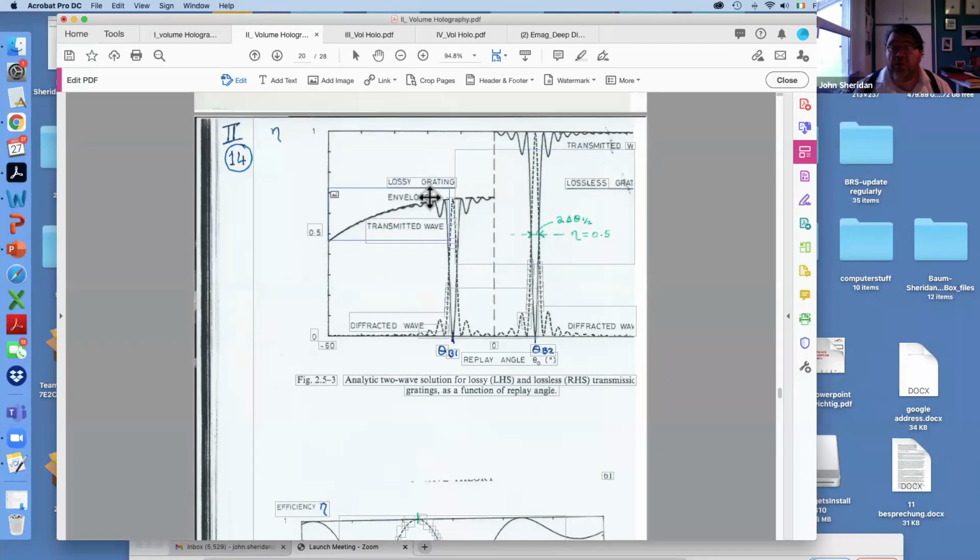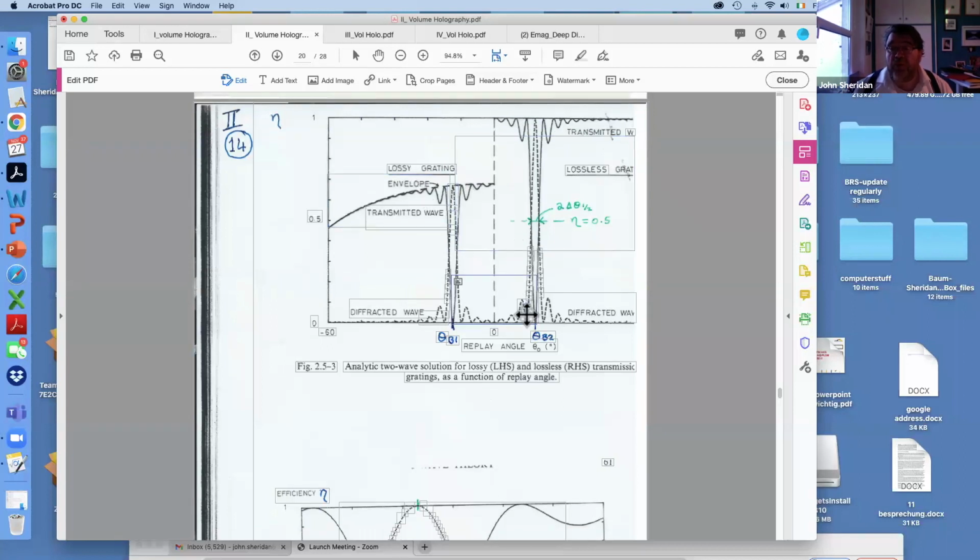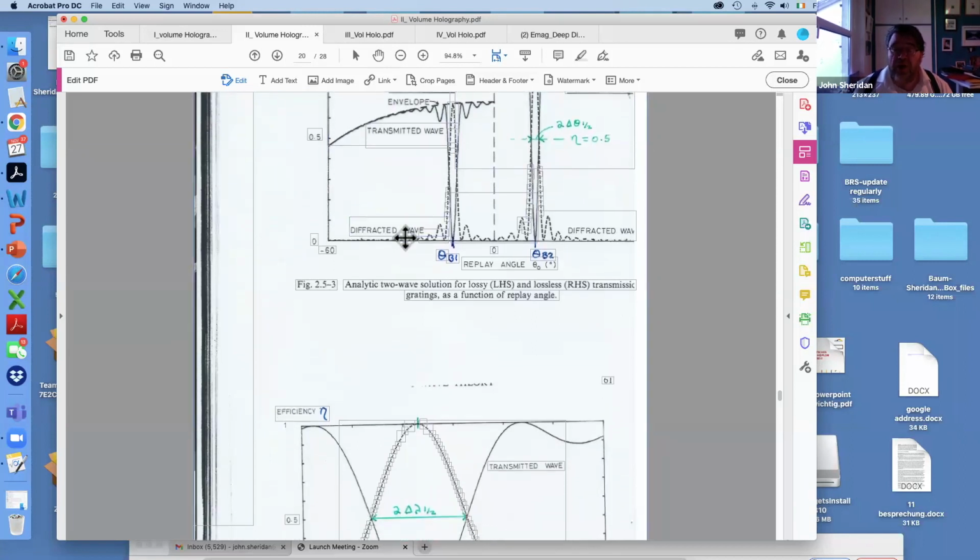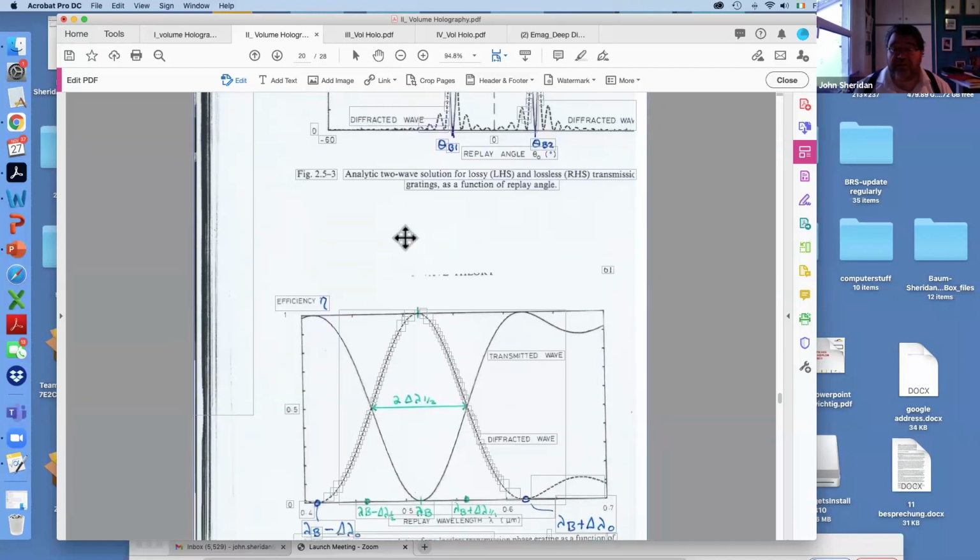So you take out or remove all the effects due to, for example, Fresnel reflections, or due to the scatter in the medium or absorption in the medium. And once you do that, you get something much, much closer to what Kogelnik has here. You have to be careful with your Fresnel reflection conditions, and I'll talk a little bit about that later.